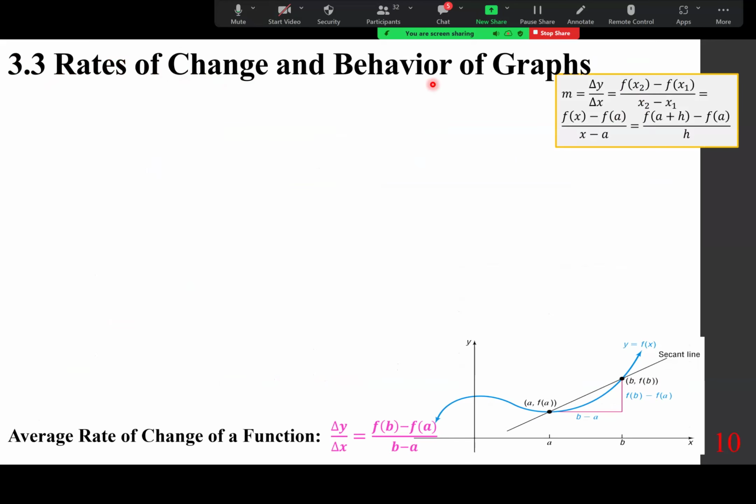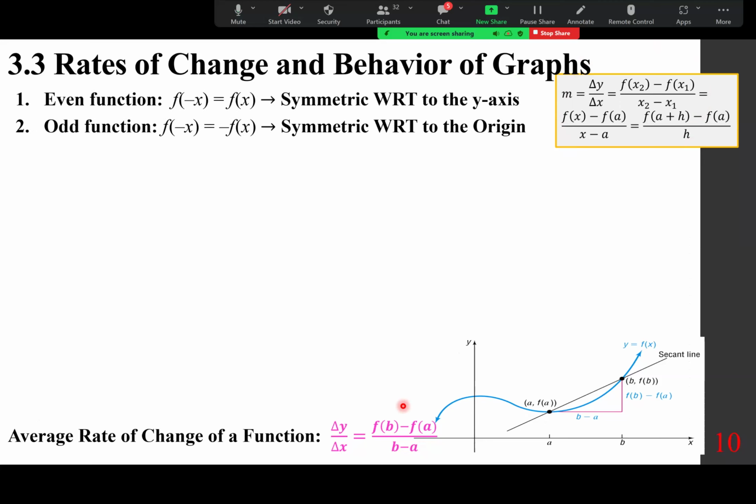3.3 rates of change and behavior of graphs. We are going to start reading, and all of this or this one refer to the same thing: slope of a secant line or the average rate of change. If somebody could read for us again, let's see, did I call anyone? Max, could you please?